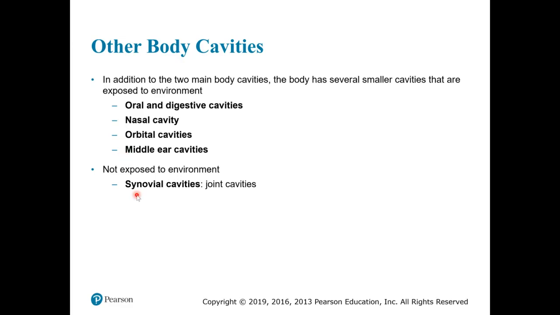The synovial cavities, that's where many of the joints are, not just the big ones like the hip, the shoulder, and the knee, but other little ones like in the fingers and wrists. Those are called synovial cavities, and there's synovial fluid in those. And we'll get to that when we get to the articulation chapter. We'll probably just cover that in lab.